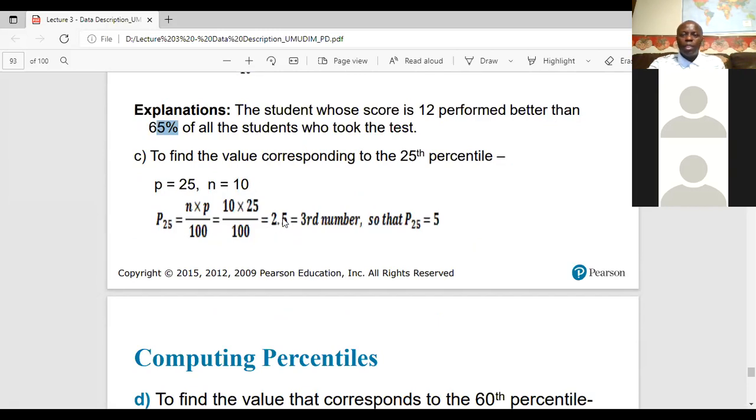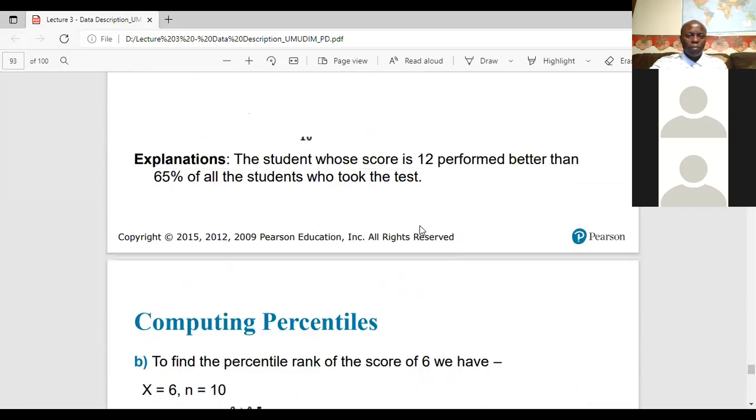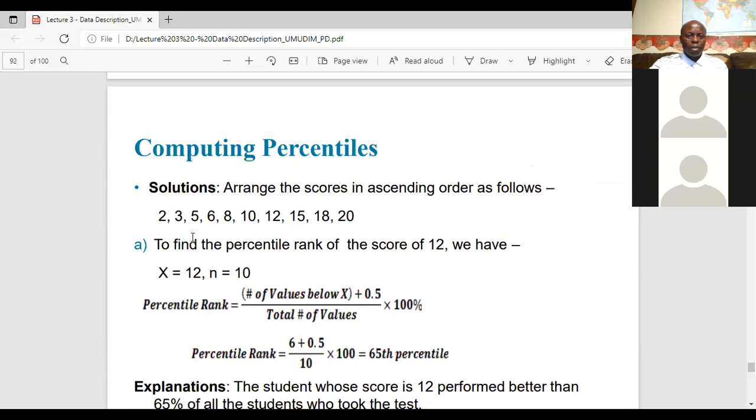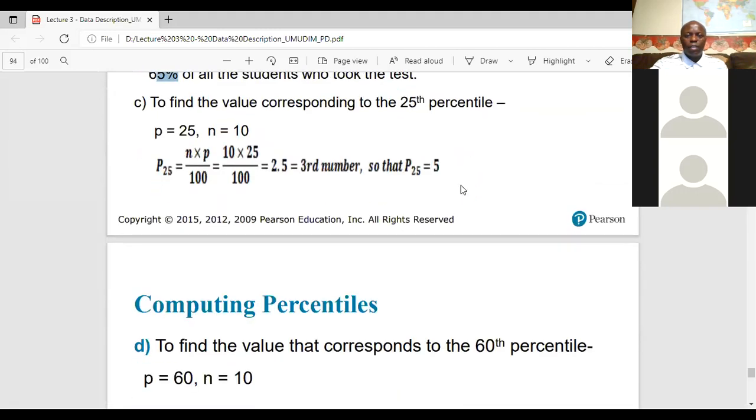Remember what I told you? If you have a decimal part, just go to the next number, which is 3, the third number. So the score that corresponds to the 25th percentile, you count it from here: 1, 2, 3, which is 5. So the value 5 is the 25th percentile.